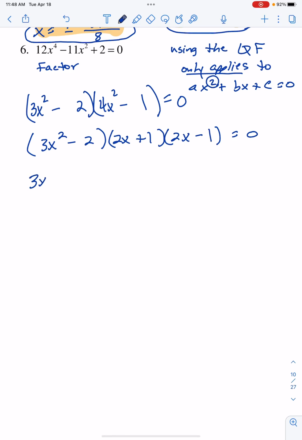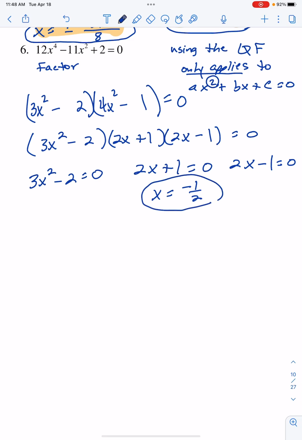So we take 3x squared minus 2, we set it to 0. We take 2x plus 1, and we set it to 0. And we take 2x minus 1, and we set it to 0. The second and third are super simple to solve. X would be subtract 1, divide by 2. X would be add 1, divide by 2. So x equals -1/2, and x equals +1/2.